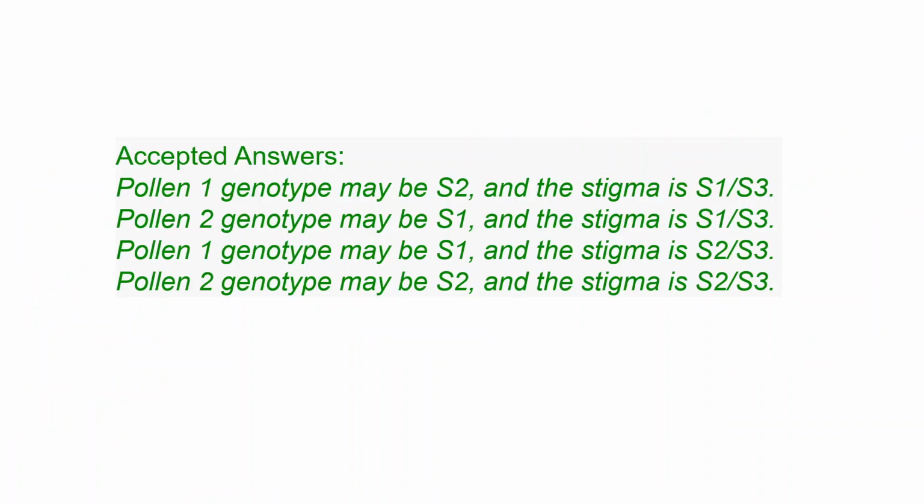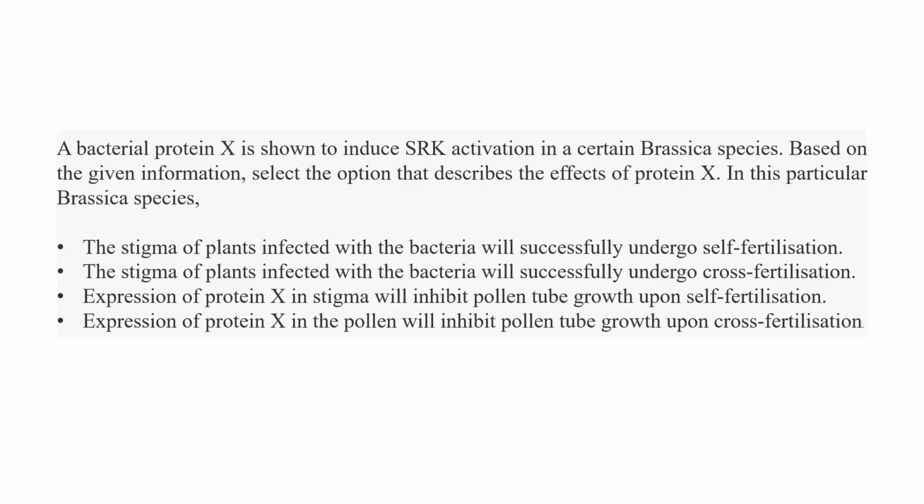Okay. Now next question is, a bacterial protein X is shown to induce SRK activation in a certain Brassica species. Based on the given information, select the option that describes the effect of protein X in this particular Brassica species. Okay, so these are the options. Let me just label it.